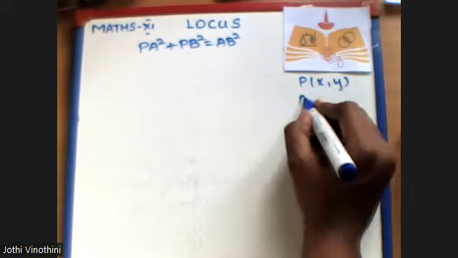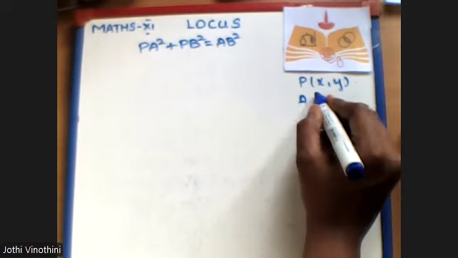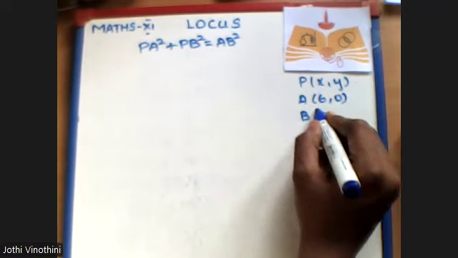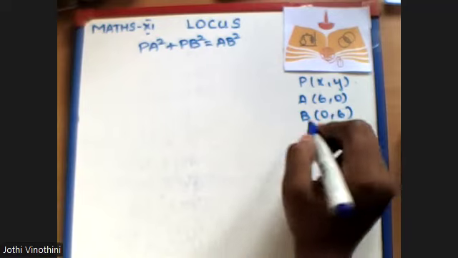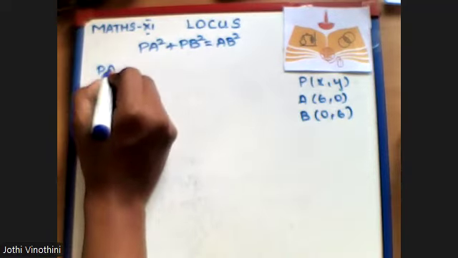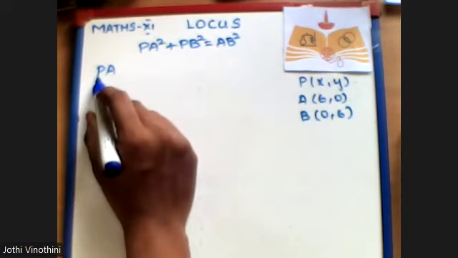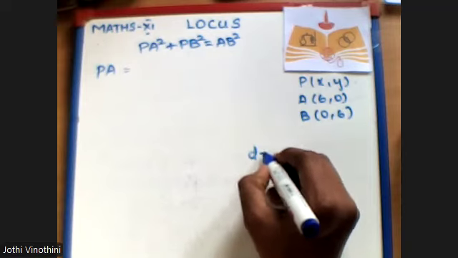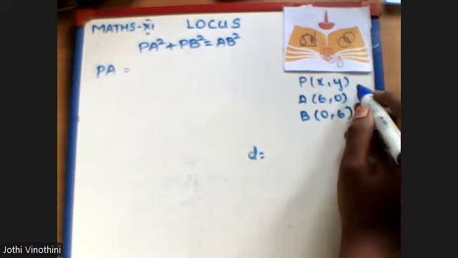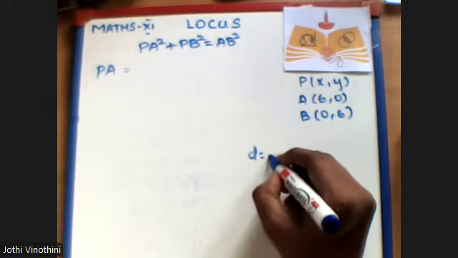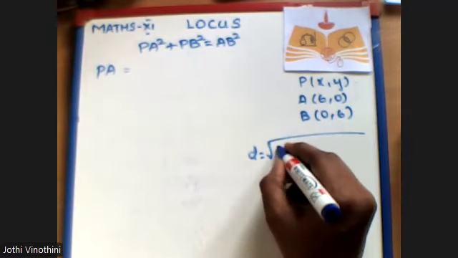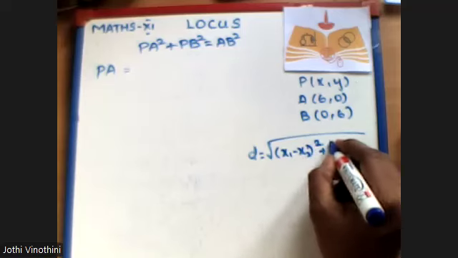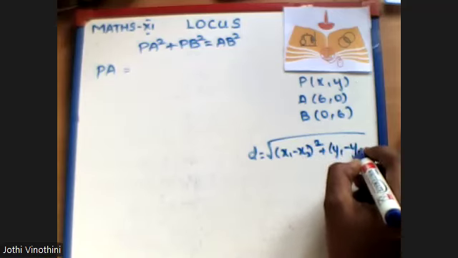What is the coordinates of A? Super, 6 comma 0. What is the coordinates of B? 0 comma 6. Okay. What is PA? PA is the distance between point P and point A. Super. What is the formula for distance when two coordinates are given? Right. Square root of x1 minus x2 the whole square plus y1 minus y2 the whole square.